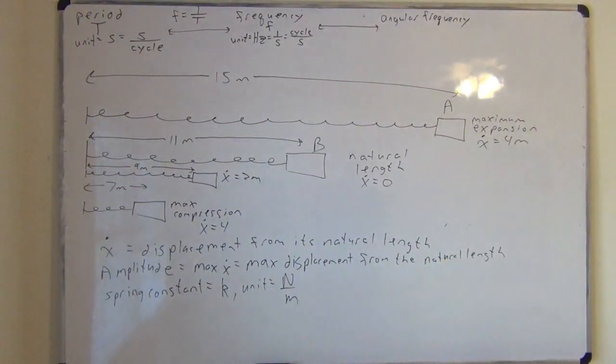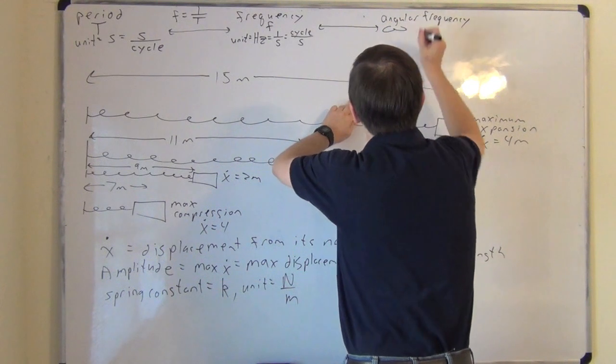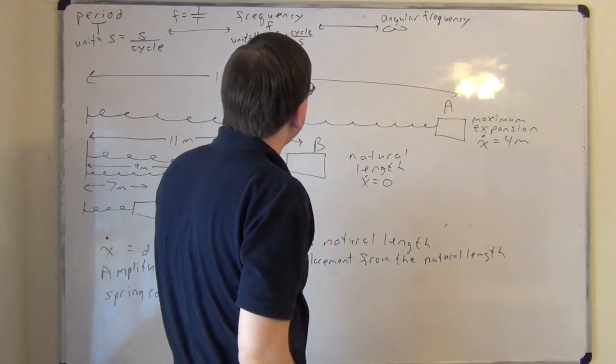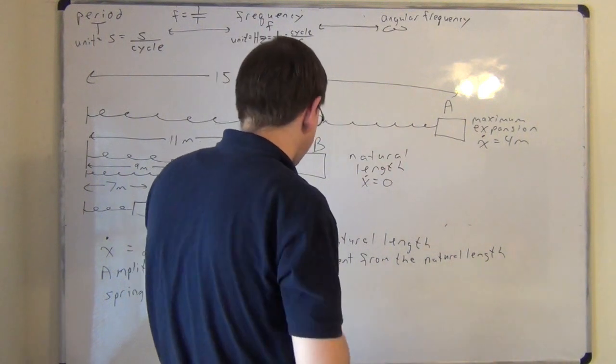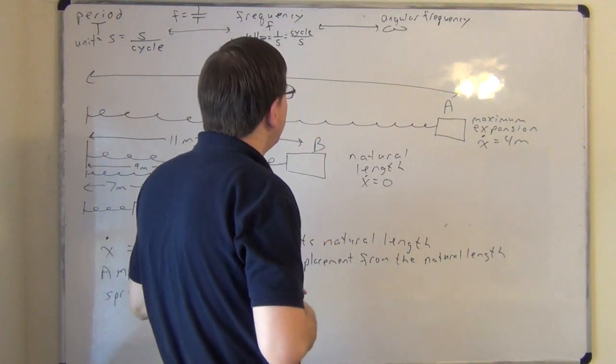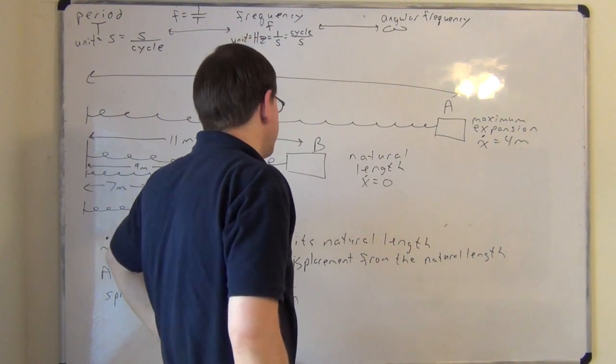Can you draw the symbol for that? Is it like a W? There you go, it's like a W. That's right. It's actually the Greek letter omega. Okay, so that's our symbol for angular frequency. All right? So now we need to understand what this concept means.